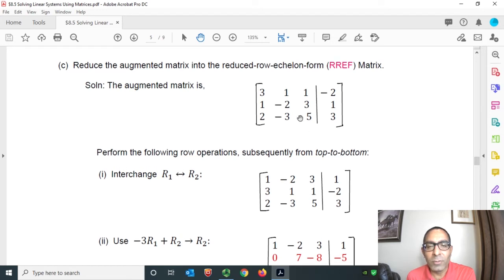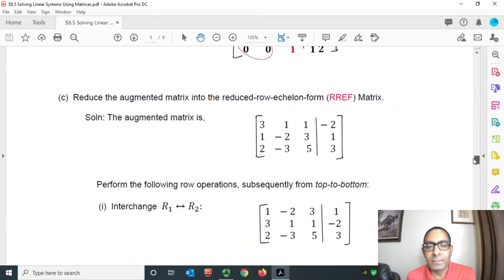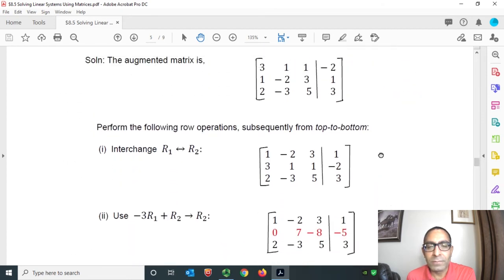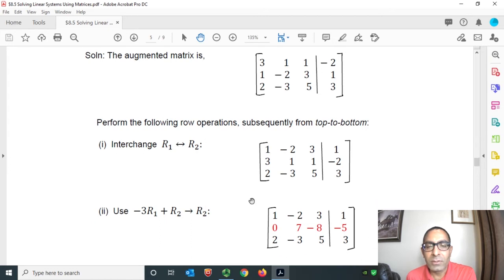So now this is the augmented matrix given earlier. Let me show you here. This is the matrix we obtained here. Okay, let me scroll down again. Yep. So now first we want the first leading term to be 1, so we switch row 1 and row 2. So here we perform switching row 1 to row 2. So that is, here's a 1, minus 2, 3, 1 becomes our first row. 3, 1, 1, minus 2 becomes our row 2, third row as it is.